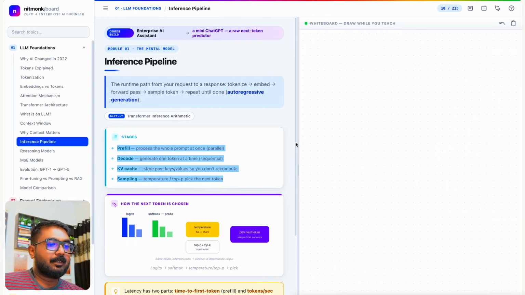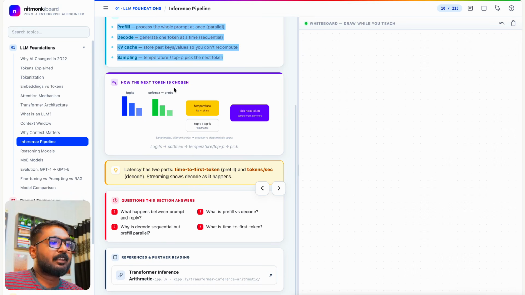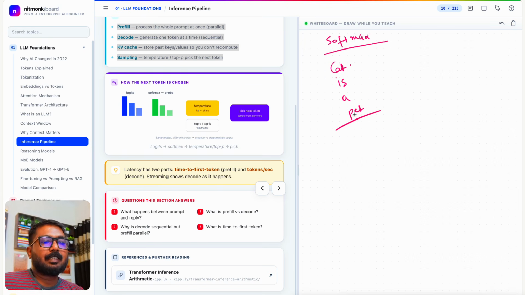Now let's see how the next token is chosen. There are logits, softmax that I have told you about, then temperature, then top K and top P, and then that picks the next token. Softmax is really responsible here. If I do softmax on 'cat is a pet', then how cat and pet are correlated, how cat is correlated with 'a', and how 'a' is related to pet will generate a different set of similarity scores in percentage.